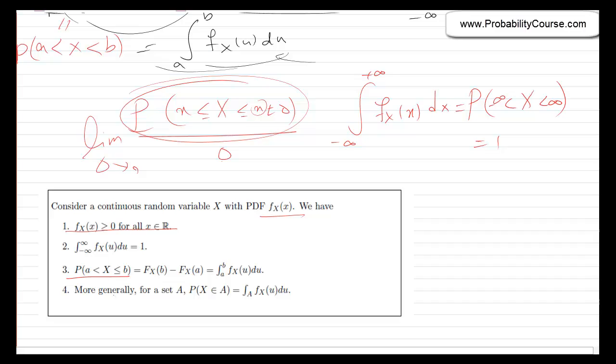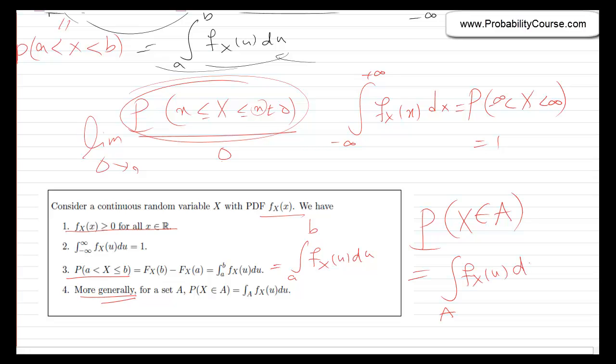Probability that x is between a and b is fx of b minus fx of a, which is equal to the integral from a to b of fx of u du. And finally, if I give you a general set, what is the probability that x belongs to set A? A could be a union of some intervals. Then you integrate over that set A, and you will obtain the probability.